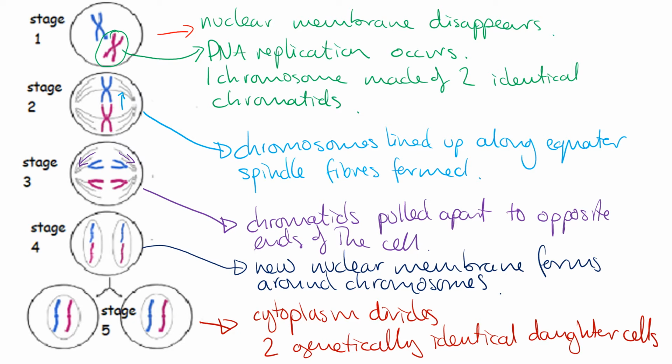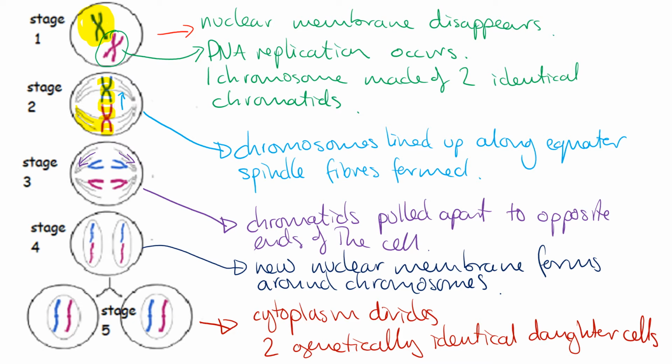So our nuclear membrane is disappearing. Our DNA replication occurs. Each chromosome is then made up of our two identical chromatids joined at our wee centromere. Now that's extra information, we don't need that. So our wee chromosome made of two identical chromatids. Okay. What's happened now is our chromosomes, they've lined up along the equator of the cell. And our wee spindle fibres, look at our wee spindle fibres, they've formed.